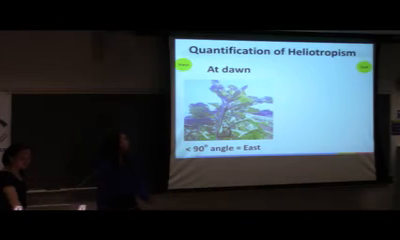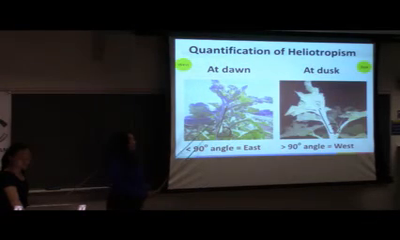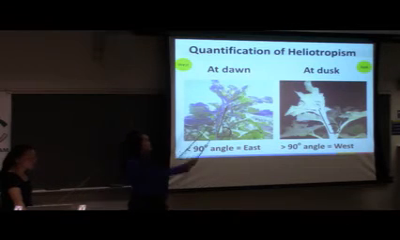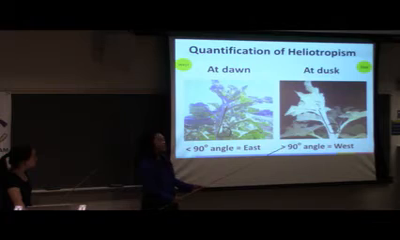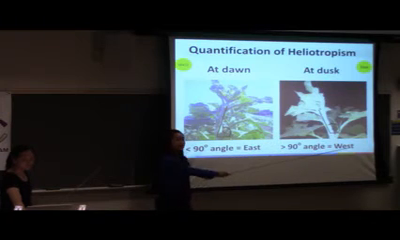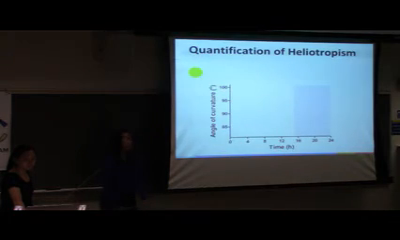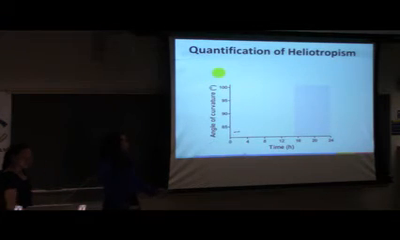We quantified heliotropism by drawing dots on the plants and measuring the angle from the tip of the plant with respect to the horizon line. At dawn, the angle was less than 90 degrees, which indicated that the plant was facing east. At dusk, the angle was greater than 90 degrees, which indicated that the plant was facing west. We plotted these angles on a graph.